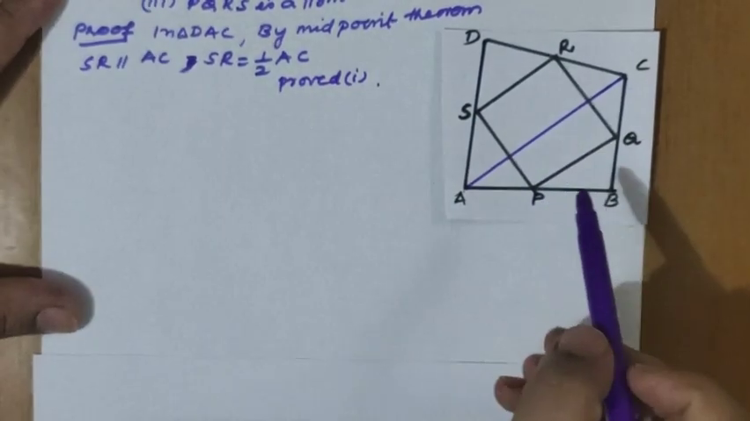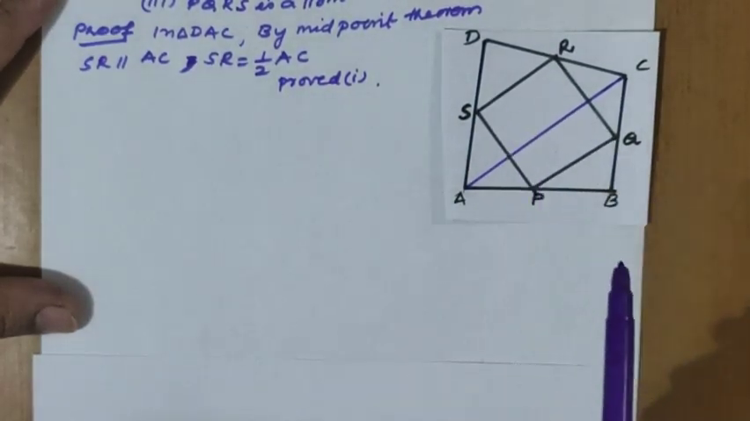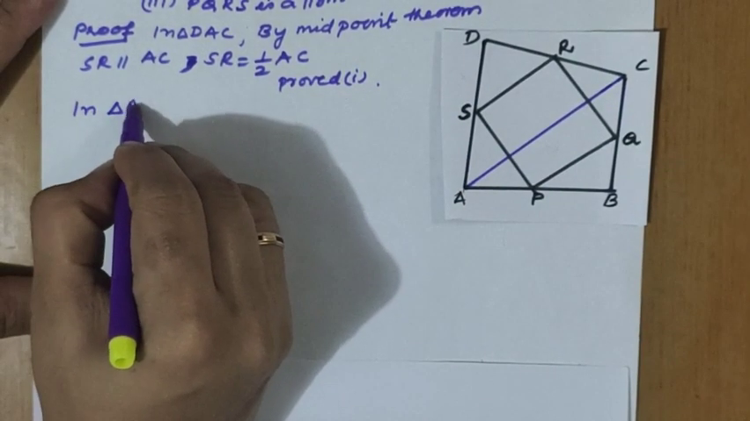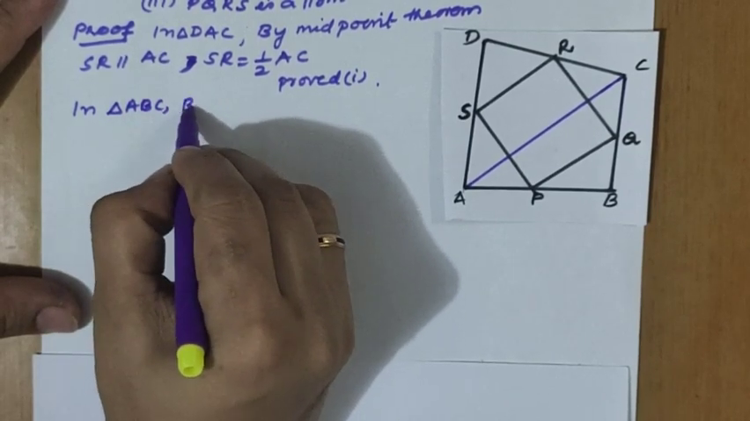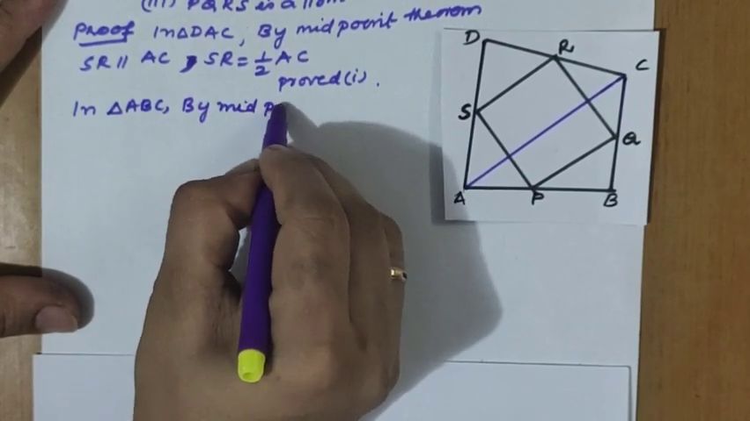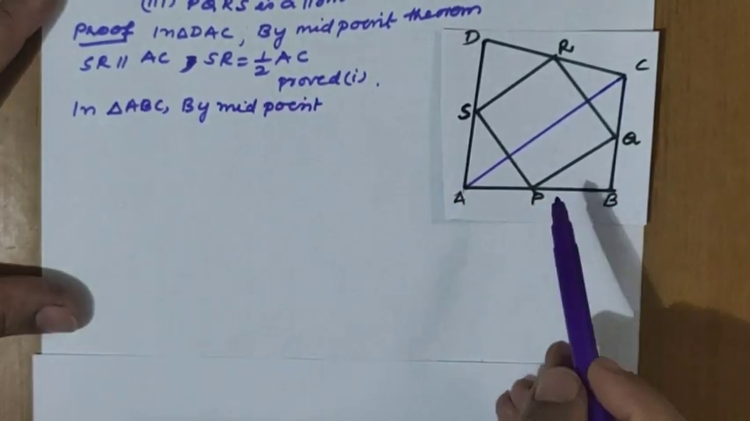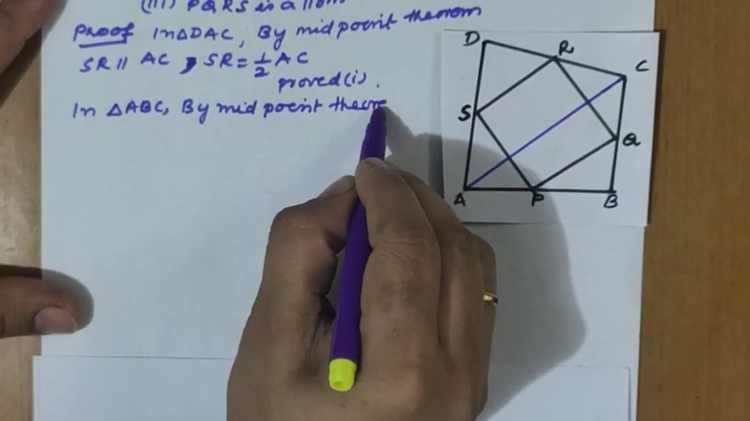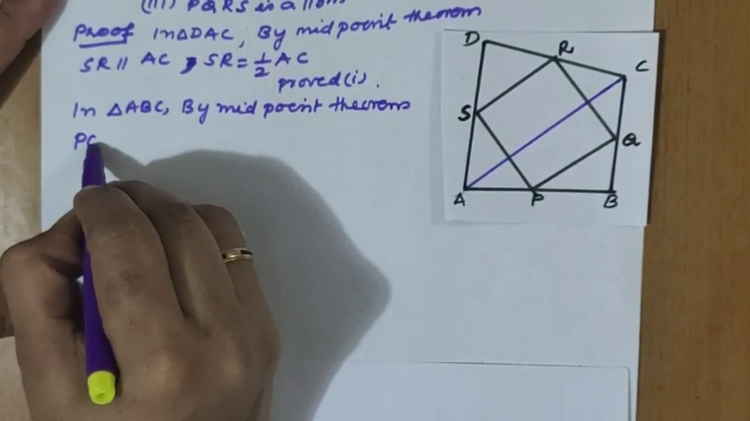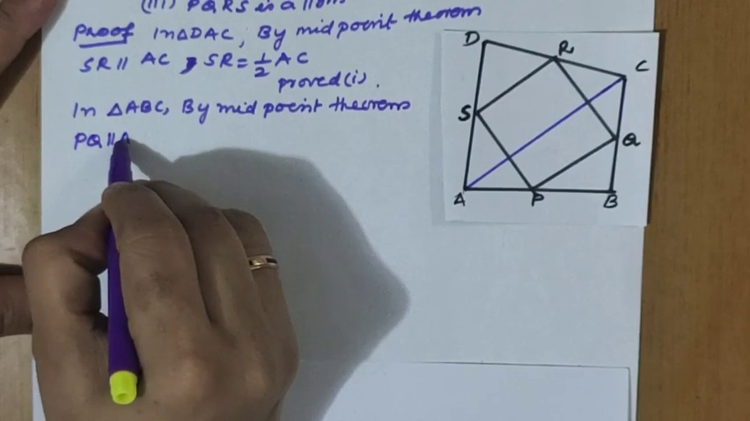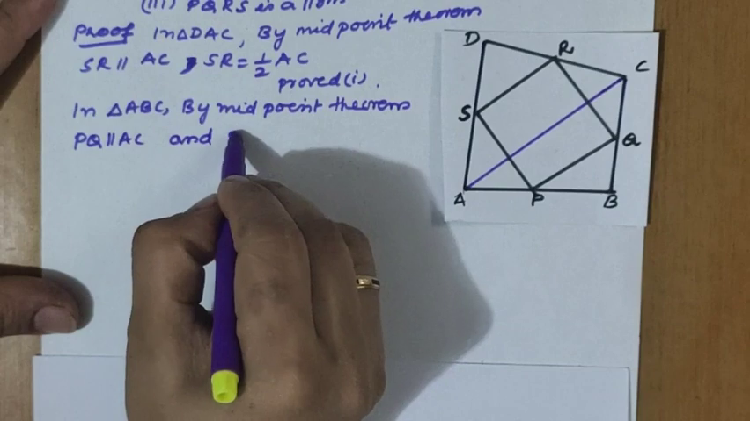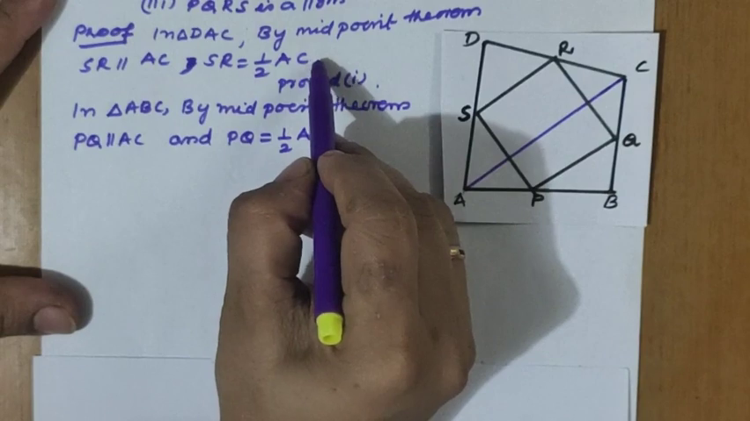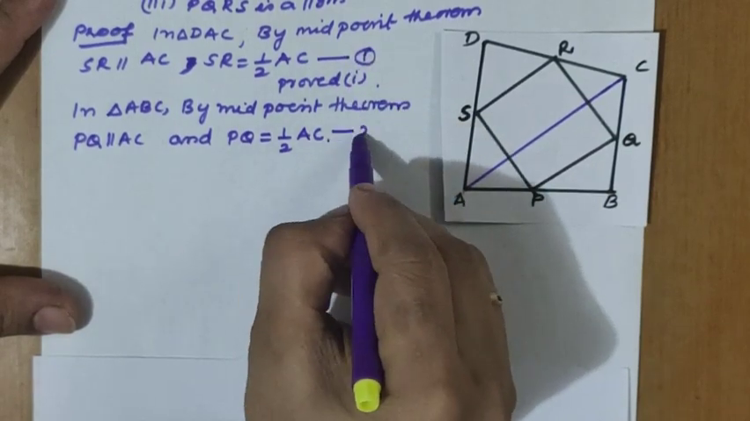Okay. Now what we have to prove? PQ and SR are equal. Now we consider triangle ABC. In triangle ABC, again by the midpoint theorem, which are the midpoints there? If you check the diagram, P and Q are the midpoints, right? By the midpoint theorem, PQ parallel to AC and PQ equal to half AC. So here I'll mark equation 1, here equation 2.